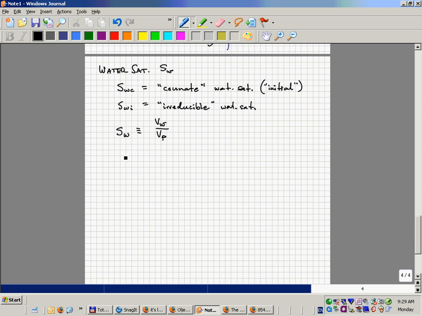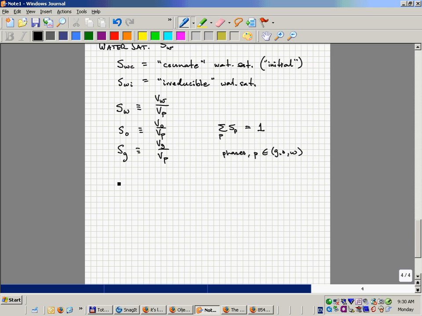Of course, likewise, you've got oil would be the oil volume divided by pore volume, and gas would be gas volume. Now, these oil and gas are reservoir oil and gas divided by pore volume. So the sum of saturations of the different phases is, of course, 1. All right, any questions?